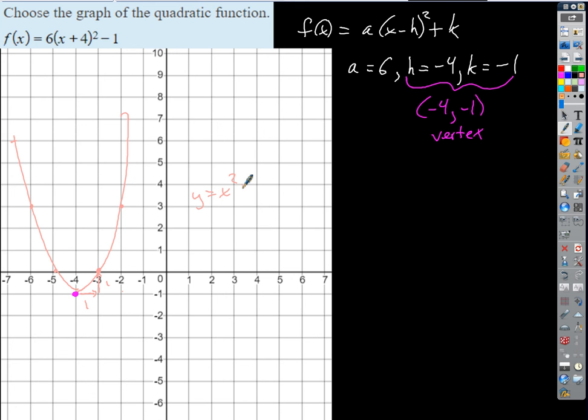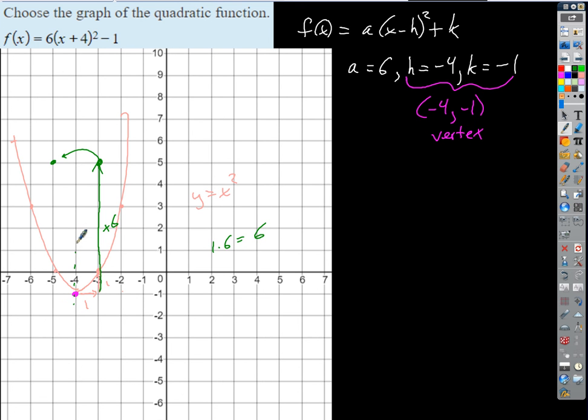This one has been stretched by a factor of 6. So we're going to multiply all of those values by 6. So for example, instead of going over 1 and up 1, 1 times 6 equals 6. So we're going to go up 1, 2, 3, 4, 5, 6 to get that point. Instead of going over 2 and up 4, we're going to go over 2 and up 24. That's off the chart, right? So we don't even need that one. But we got this guy, and then we got its reflection right there, okay, around the vertex.